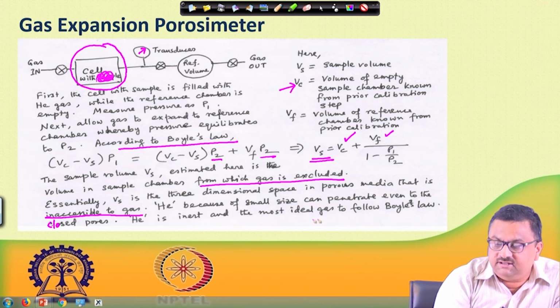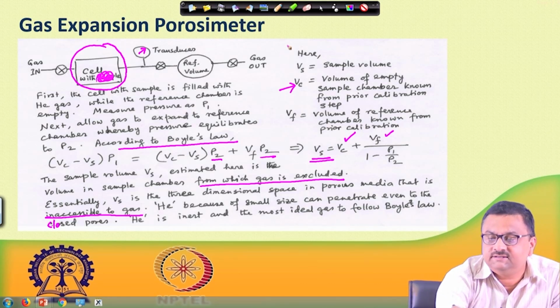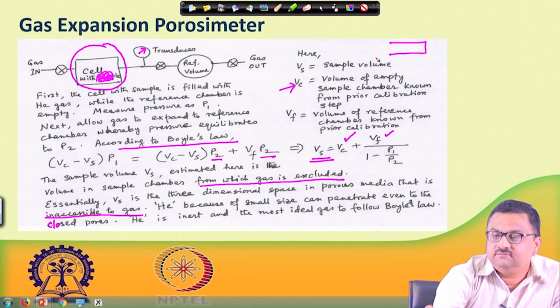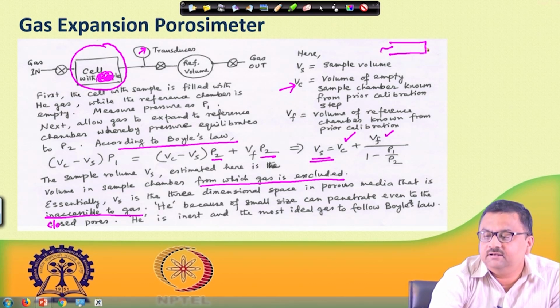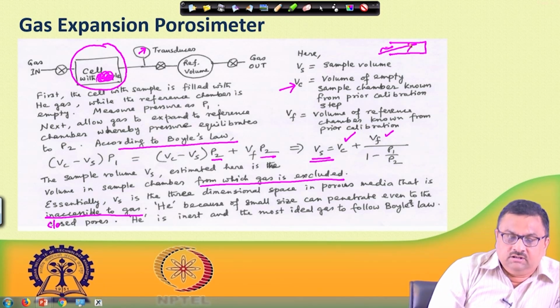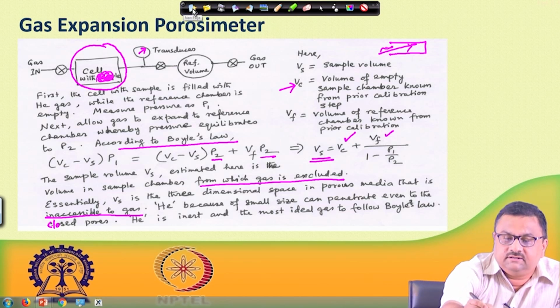Helium is inert and the most ideal gas to follow Boyle's law. So, helium is a good choice here, even if it is a closed pore, in the sense that it starts like this. Helium can enter, but helium cannot leave. Since it has a high mean free path, helium can enter and gradually occupy this space. So, this is more or less the structure by which gas porosimetry is conducted.